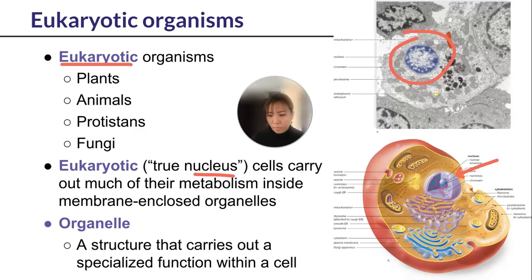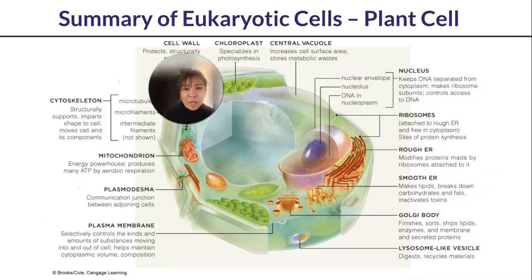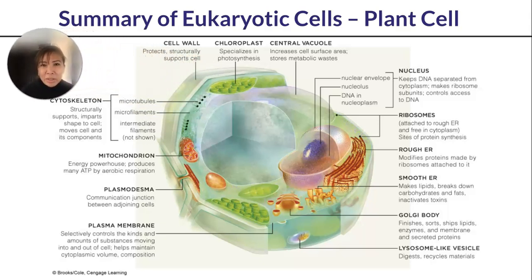Okay, so here's another picture of a cell. The first one we're going to look at is a plant cell. Some of the structure that is different between a plant cell versus an animal cell is that a plant cell actually has a cell wall. So this provides structure to the cell.